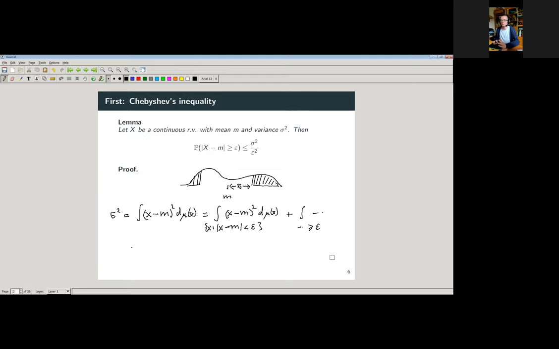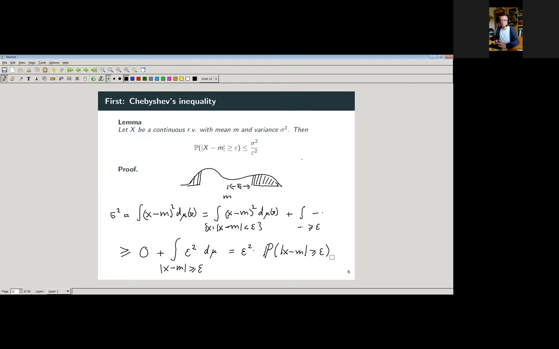Now we can look at those terms separately, and we just drop the first term. This is certainly bigger than or equal to zero because we're integrating something positive. Plus, on the set of x such that the absolute value of x minus m is larger or equal than epsilon, this integrand is larger or equal than epsilon squared. And we integrate this over the set of points where x minus m is greater or equal than epsilon, d mu. That is the same thing as epsilon squared, which is just a number, times the probability that the absolute value of x minus m is greater or equal than epsilon. Now we can just divide by epsilon squared, and then we get this formula here.